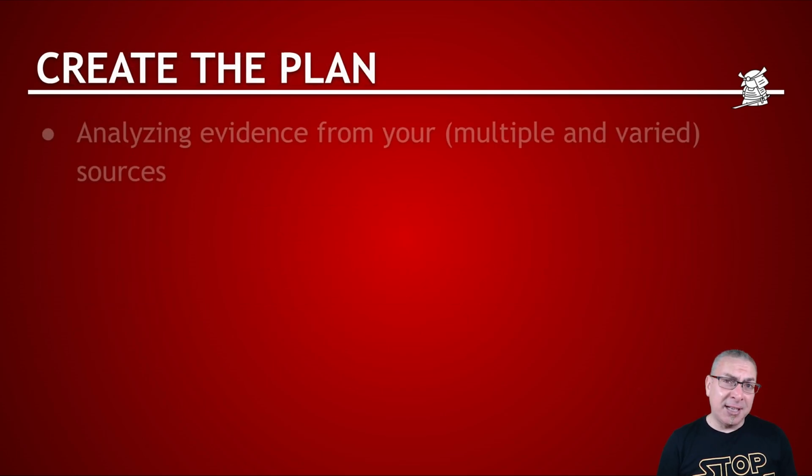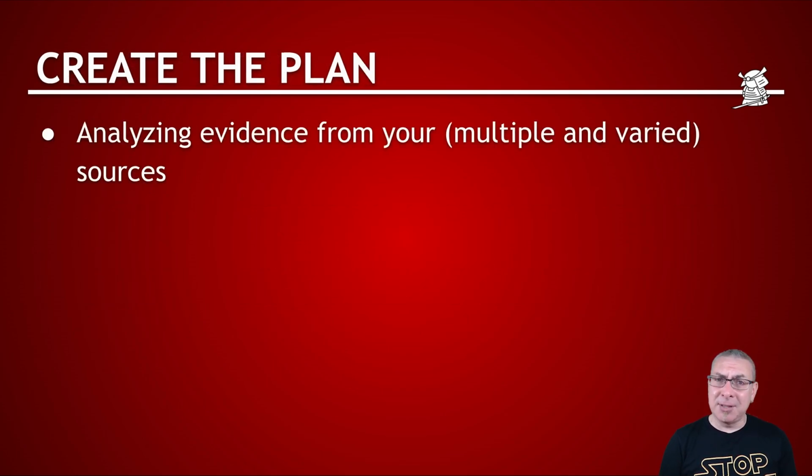Also, in your action plan, your next step should be analyzing evidence from your sources, right? You've done your investigation, now you have your evidence, analyze it. Remember, if you've done a good job investigating, then you've used multiple sources and they're varied, meaning you've looked at multiple perspectives, you haven't taken sources just from one country or one perspective or one school of thought. It's going to give you more authority in supporting your claims and more legitimacy in your investigation in general.